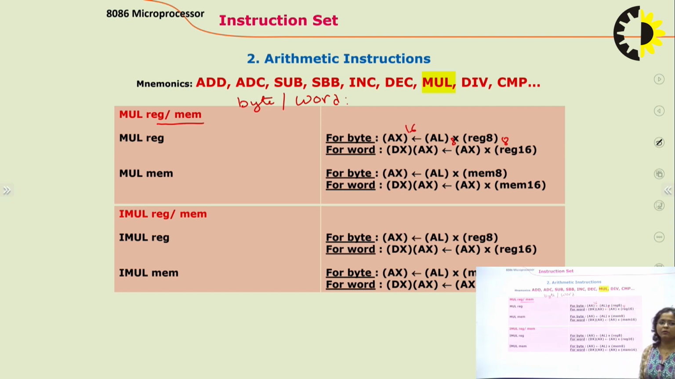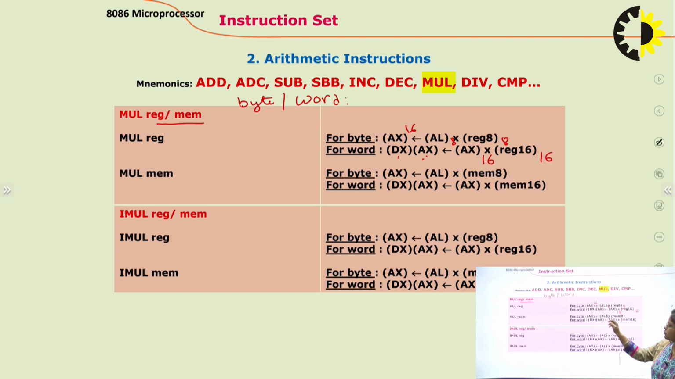So one operand will be by default in the AL register and the other operand will be provided by a register. It will multiply both the operands and the result will be copied to the AX register. For word operation, it multiplies AX, which by default holds one operand, with the second operand in a register, multiplies both the values and copies the higher 16 bits into DX and the lower 16 bits into the AX register.